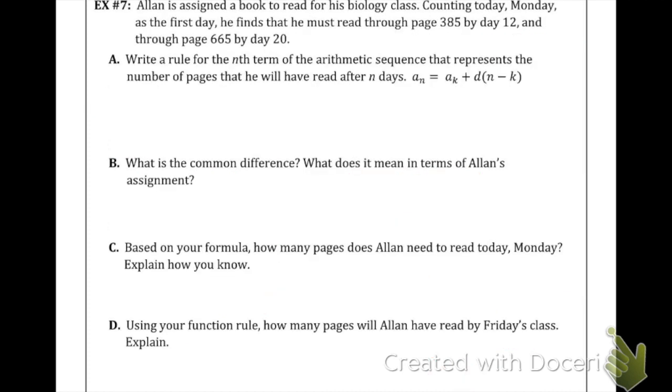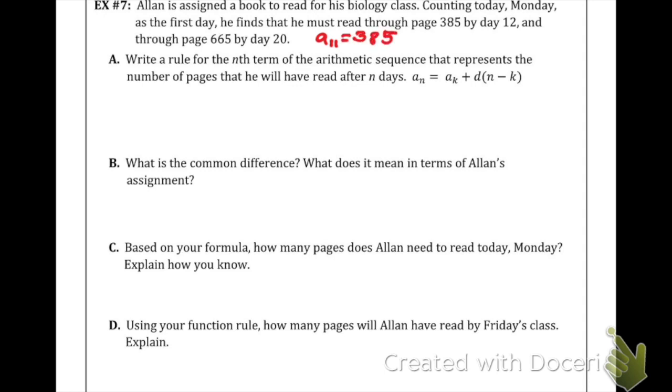Okay, example 7. Alan is assigned a book to read for his biology class. Counting today, Monday, as the first day, he finds that he must read through page 385 by day 12 and through page 665 by day 20. So to me, that's telling me that he probably needs to make sure by the beginning of day 12, he's walking into his biology class having page 385. So that means on day 11, technically, is when he should have finished his 385, is what I'm going with.